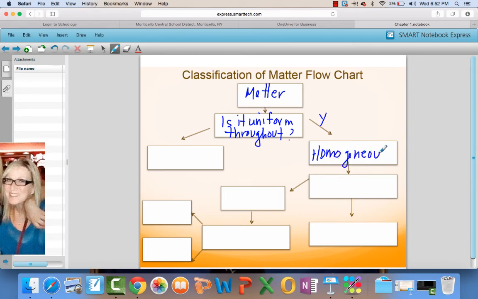The answer is no, then it is heterogeneous. If it's homogeneous, this is a heterogeneous mixture over here. If it is homogeneous, then I'm going to, because remember, matter itself can be an element or compound. So when we say, is it homogeneous, we're going to next ask, does it have a variable composition?